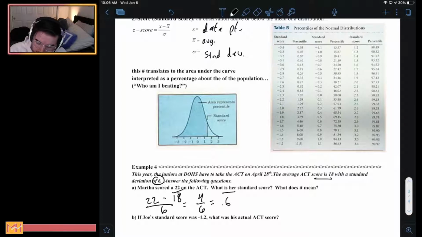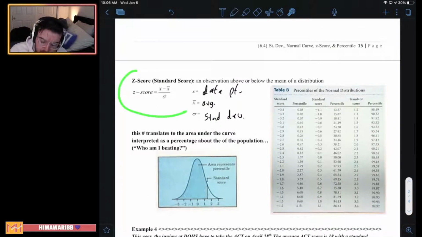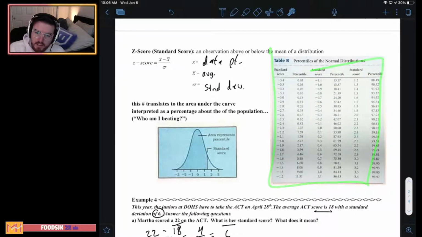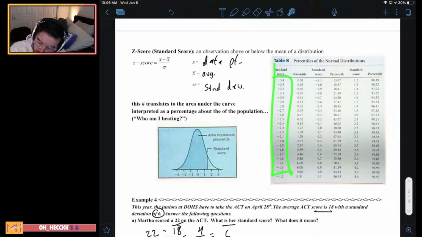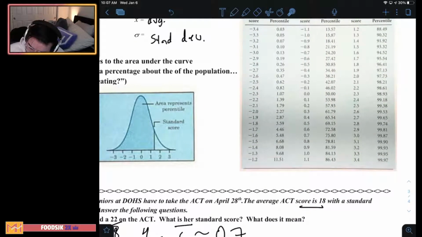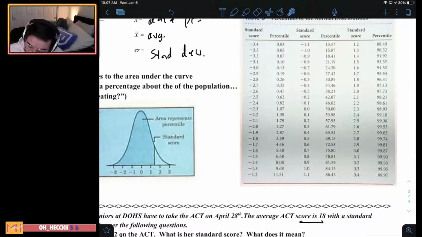Okay, what does this mean? What is the significance of a z-score? Well, there's this fancy table that gives us all the knowledge we would ever need. When you look at this table of standard scores and you find 0.6, we'll call it 0.7, since 0.6 repeating is approximately 0.7 if you round it up, that means that we're in the 75th percentile. That means that Martha is in the 75th percentile.